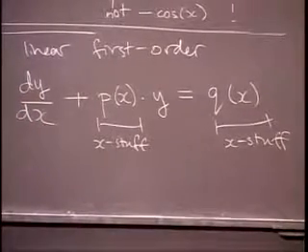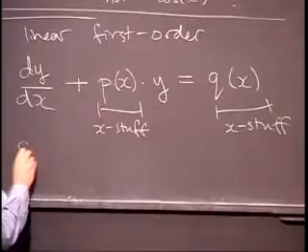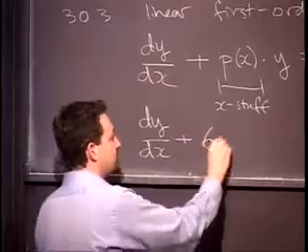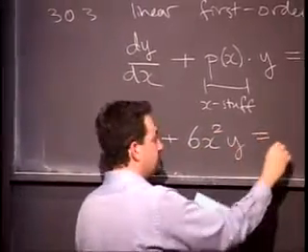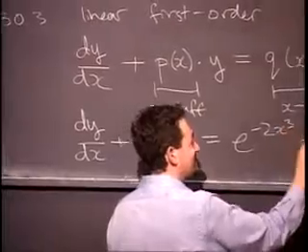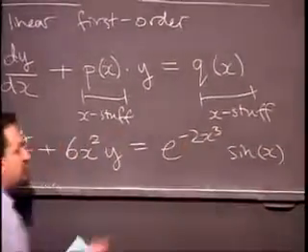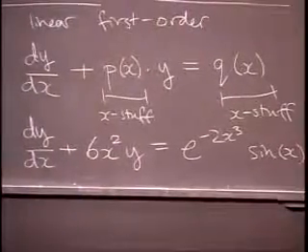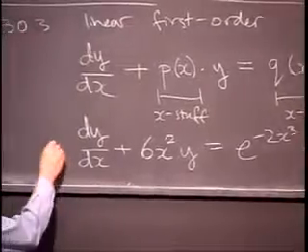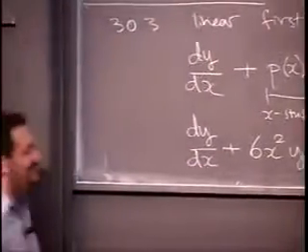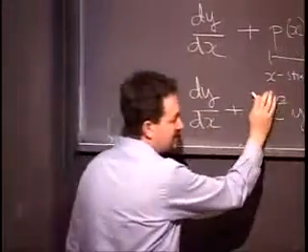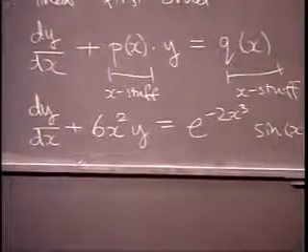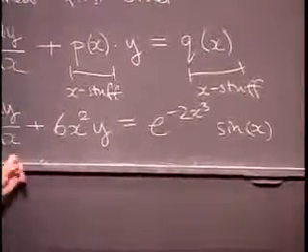It doesn't look particularly linear. Here's an example. dy dx plus 6x squared y is equal to e to the minus 2x cubed sine x. It doesn't look linear. There's exponentials, there's trigs, there's a quadratic there. How is it linear? Well, it's linear in y and dy dx, where the coefficients are functions of x. So in this case, it's 1 dy dx plus some stuff times y equals some stuff. But the stuff is only in terms of x. So this is an example of a first-order linear equation.